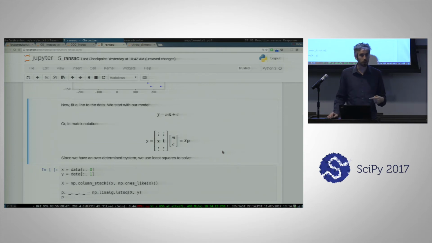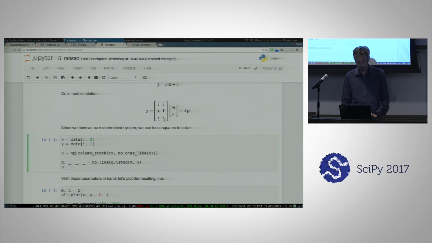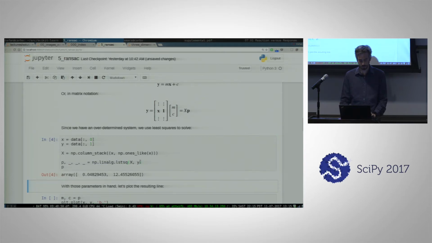We've got many more coordinates than model parameters. We've got two model parameters here, m and c, but we've got many data points. So the system is overdetermined, and we can use least squares to solve it. So let's do that. We grab our x coordinates, we grab our y coordinates, and we set up the matrix X by making the first column x's and the second column 1's. Then we use np.linalg.lstsq to solve for our parameters. And indeed, we get an m and a c parameter out.